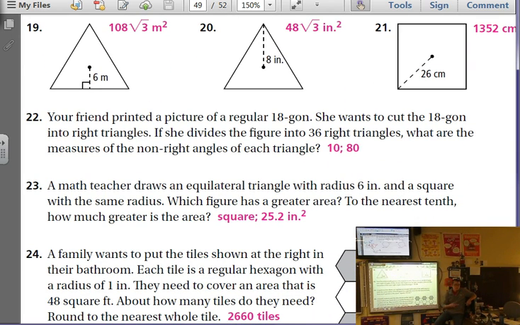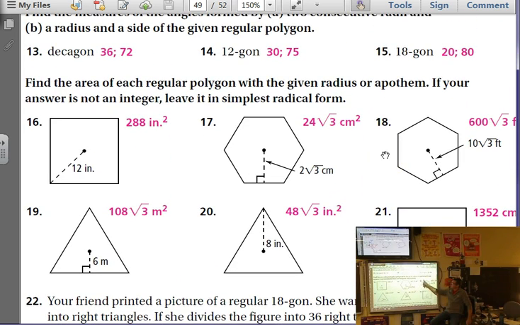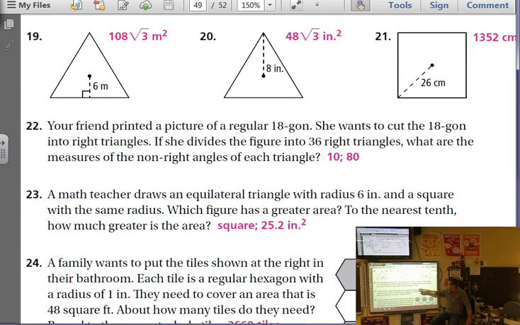Oh, Bria, can you do 22? Your friend printed a picture of a regular 18-gon. She wants to cut the 18-gon into right triangles. She divides the figure into 36. That's actually really funny because it is the same sort of thing as up here. So if we think about cutting the 18-gon into right triangles, those will each be half of the isosceles triangles, which you know because an 18-gon would have 18 of those isosceles slices. If we get 36 right triangles, they're each just half of it.